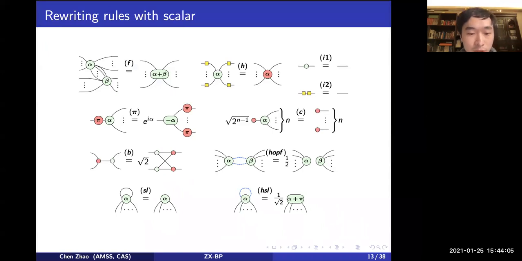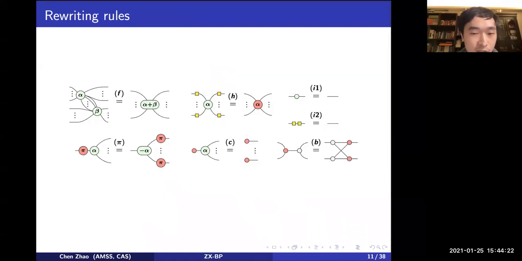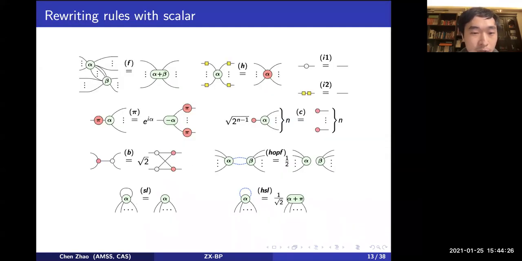And to compute the variance and the expectation of some value, we have to consider the scalar, because the previous rules will ignore the scalar, and we will give the rewriting rules with the scalar. The scalar is very important here.